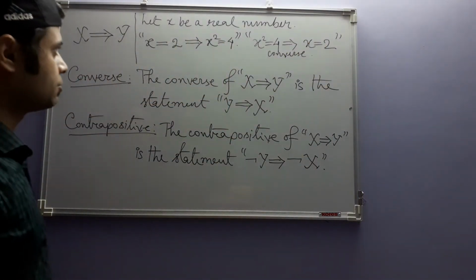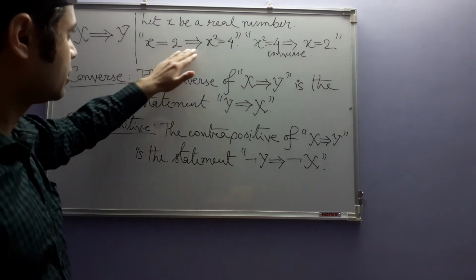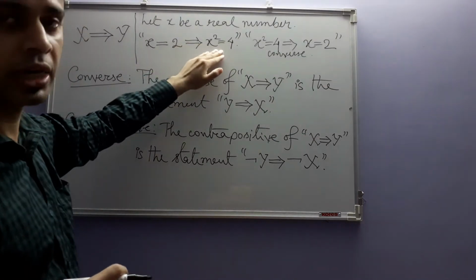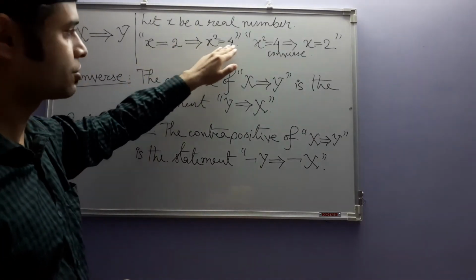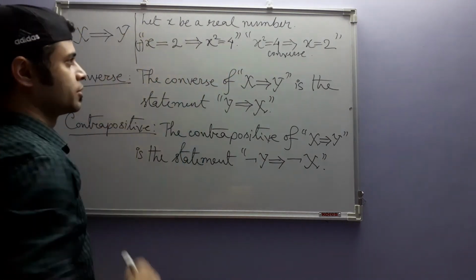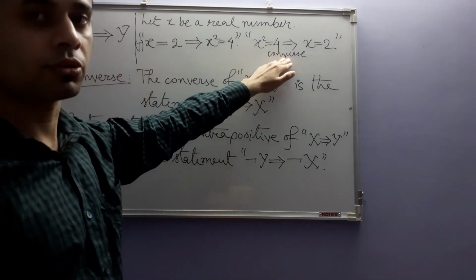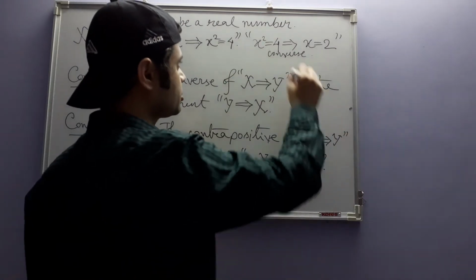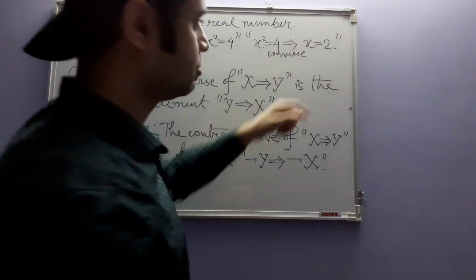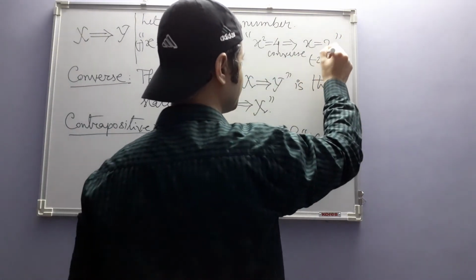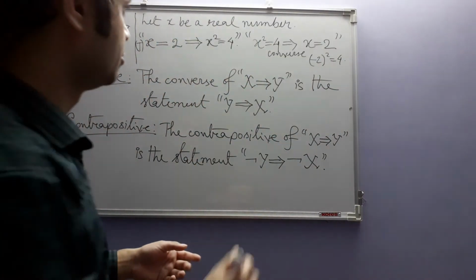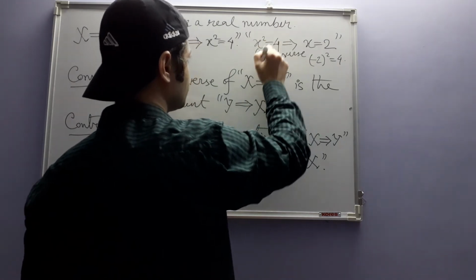Okay. Now, what about the original implication? It is true, right? When X is equal to 2, then X squared is equal to 4. 2 squared is 4. So this is true. What about the converse? Is the converse true? No, because if X squared is 4, it's not necessarily true that X is equal to 2, because you also have minus 2 squared is equal to 4. So X can be minus 2 also. So in this case the converse is false.